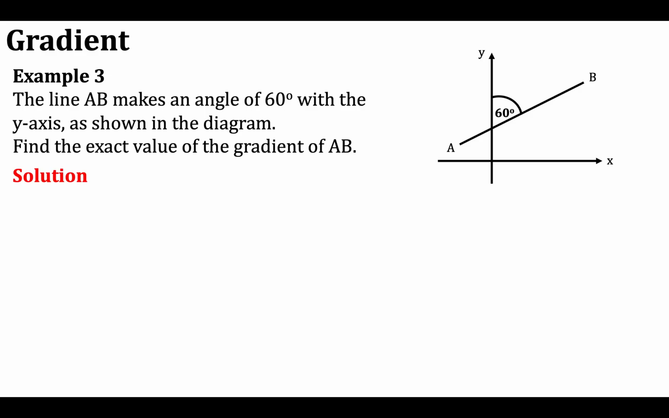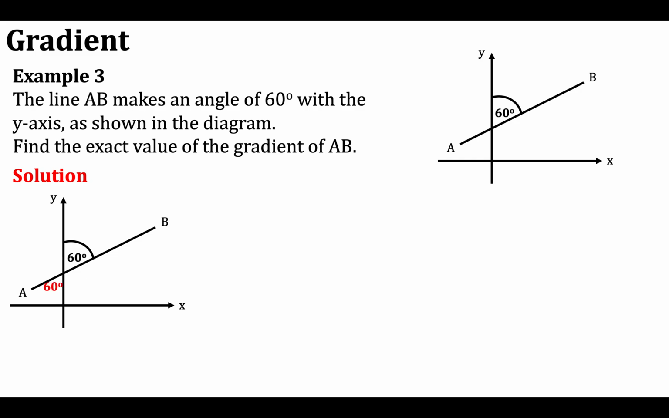Now, I suppose the first thing to be noted here is that the line AB is making an angle of 60 degrees with the y-axis. Now, if you think about the formula that we're currently studying, m equals tan theta, theta has to be the angle between the line and the x-axis. So obviously this is between the line and the y-axis, so that maybe poses a new sort of element to this question. Now I'm just going to redraw the diagram here.